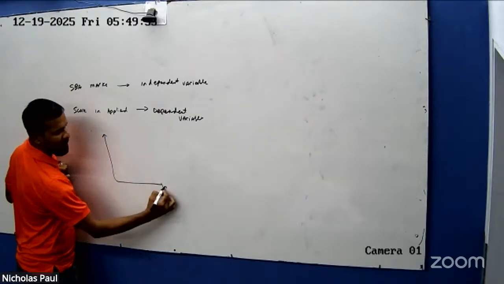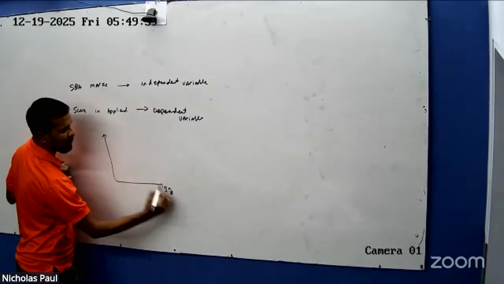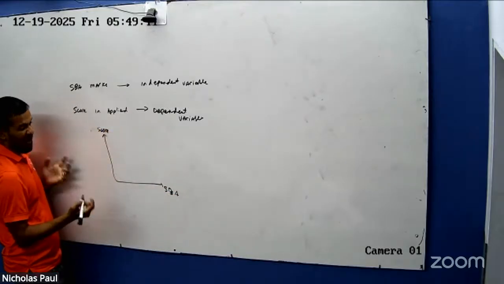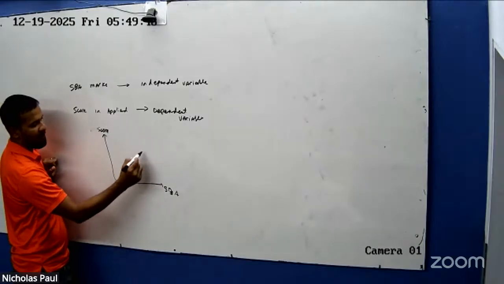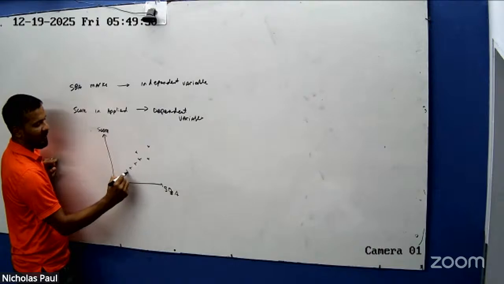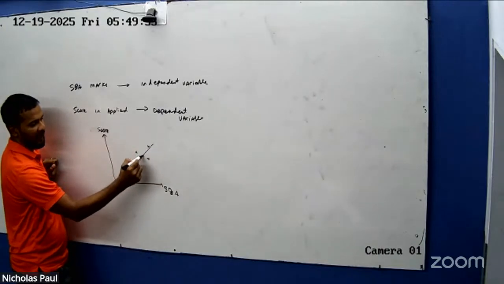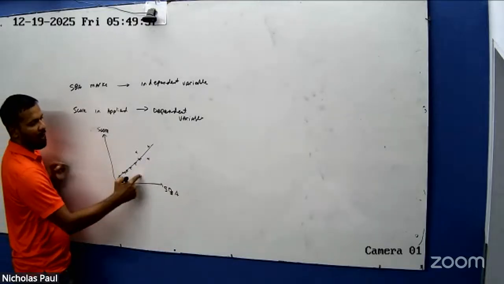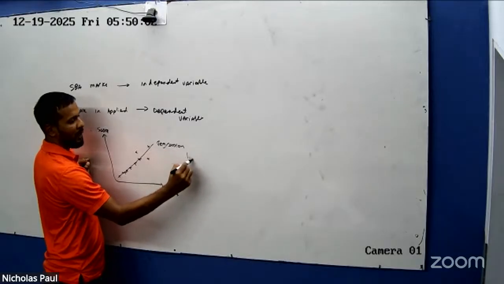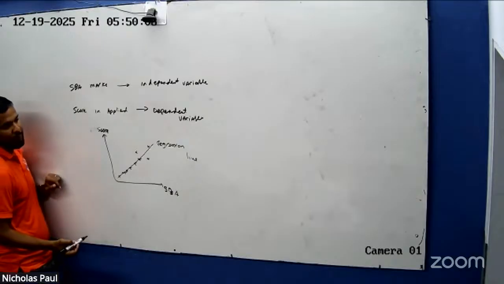Your SBA marks is your independent variable, and here is the score. And you might get things like this: people with a high SBA mark might get a high score. So you might end up with some values looking like this. If you were to draw a best fit line, what you came up with here is a regression line. That regression line could allow you to do a few things.